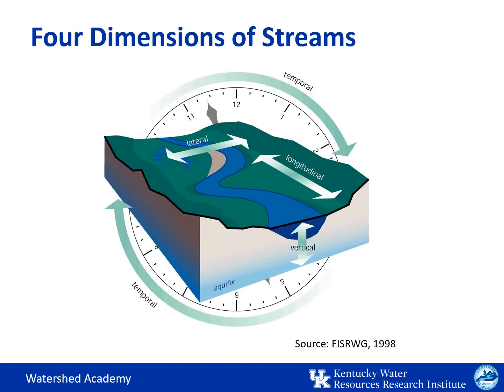We tend to look at streams as fixed features on a landscape where the water is always flowing. But in order to assess streams, we need to realize that they're always changing and think about that change in 4 different dimensions. Vertically, that's up and down. Longitudinally, that's the length of a stream. Laterally, side to side. And temporally, with time. Let's look at these in turn.